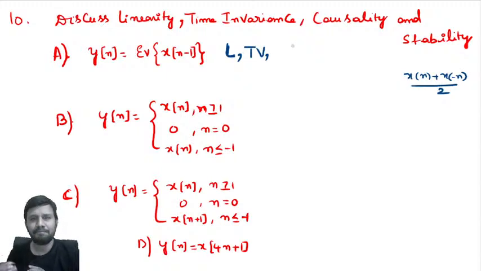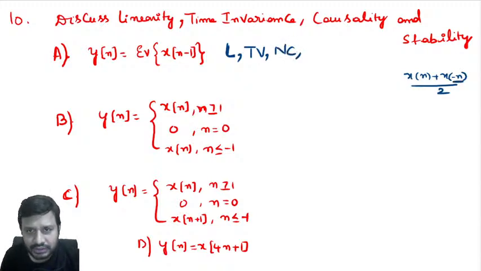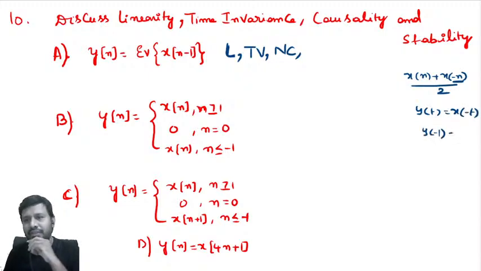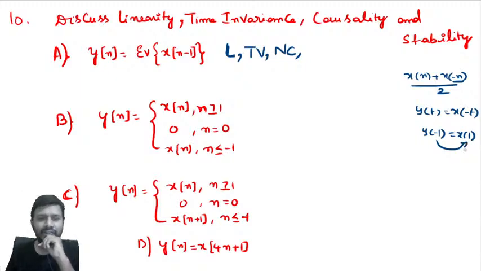Causality, you can verify. Look here, again reversal came. Reversal came means this will be non-causal. For example, if you observe y of t is equal to x of minus t, continuous, y of minus 1 is what? X of 1. For minus 1, plus 1 is a future value. So whenever reversal comes, non-causal.